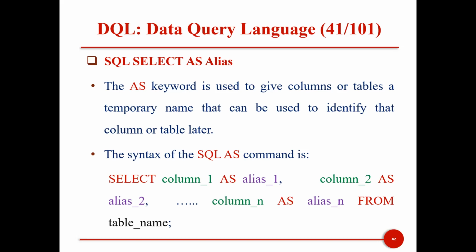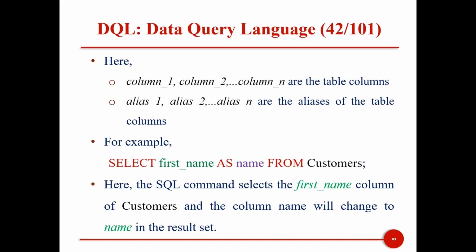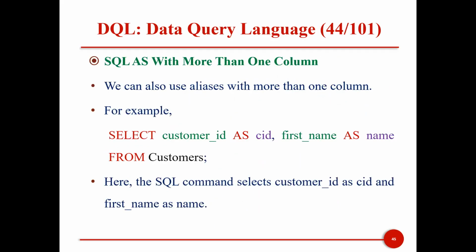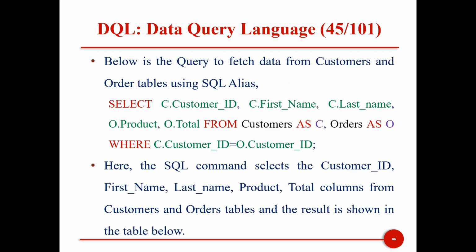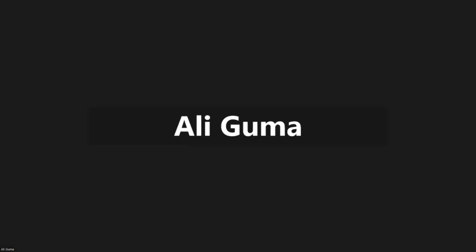So the simplest syntax for using the alias is you use select column, then AS, the alias name, column 2, AS, the alias, column 3, AS, the alias from the table name. So here is the simplest example. Let me show you the practicals for that. We can come here. Let us share the screen for this one.